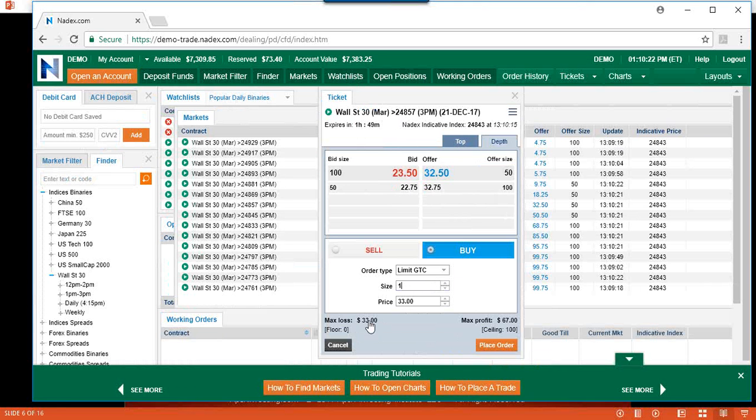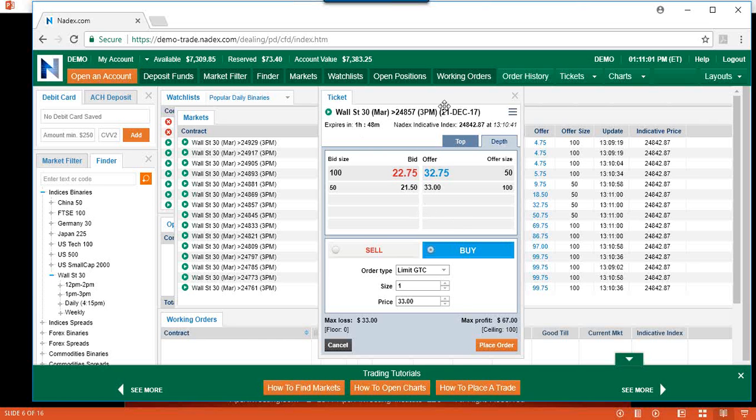So if I buy this binary for $33 and I'm right, and the market expires greater than 24,857, then how much is this binary going to be worth? Well, if I'm correct, it'll be worth $100, right? So what would I profit on that binary? What would I make? Well, I'm risking $33 and I would make $67 of profit minus my fees, right? Simple. Everybody's got that. Okay.